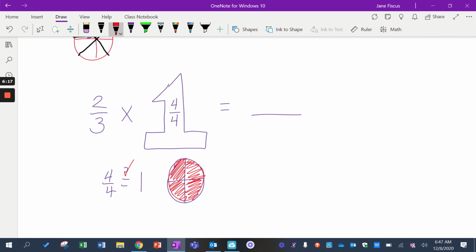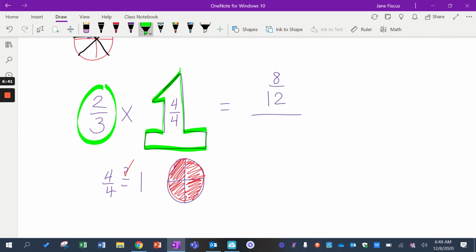All right, so here we have in fact multiplied, or we're about to multiply 2/3 by 1 whole, 4/4. So let's go ahead and do the multiplication. The numerator 2 times the numerator 4 is 8. The denominator 3 times the denominator 4 is 12. So we've just shown that 2/3 is equivalent to 8/12 because we know the identity property works. Well, this is awesome.